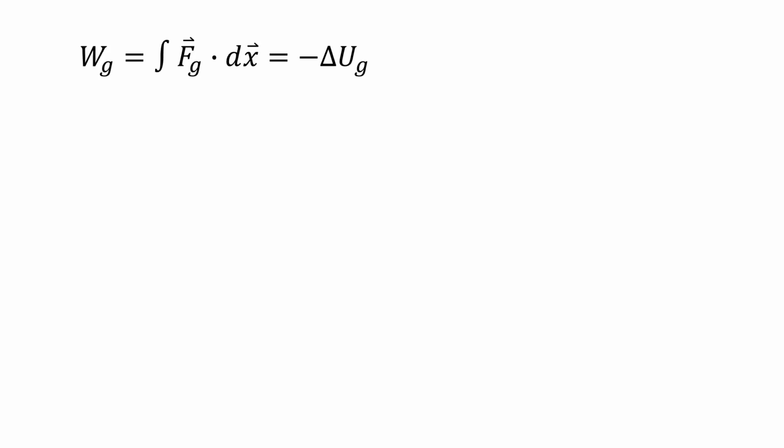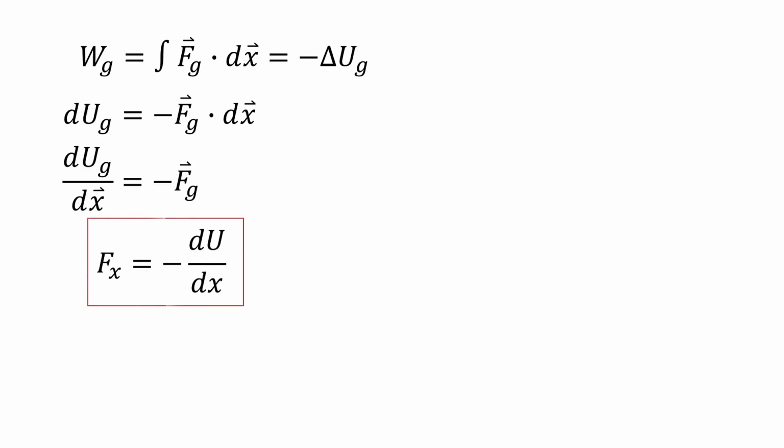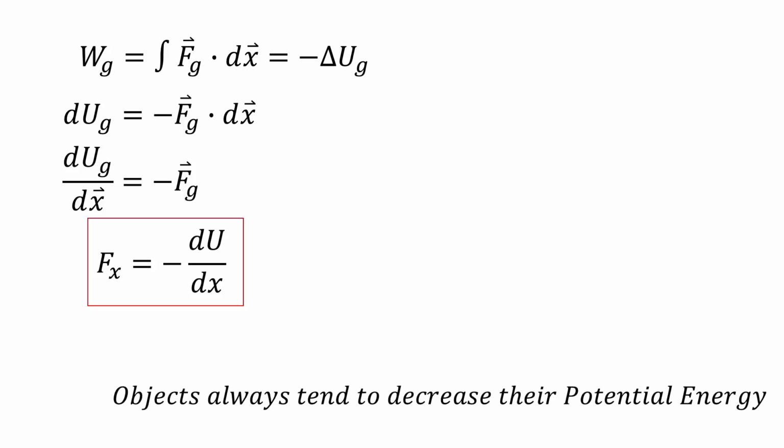I can drop the integral sign to define an infinitesimal change of potential energy as negative F_g dot dx. dU/dx is equal to the negative force of gravity. Generalizing, any conservative force will be equal to the rate of change of an associated potential energy with respect to displacement. The negative sign is consistent with our notion that objects tend to decrease their potential energies. If potential energy changes in space, there will be a force pushing the object toward a lower potential energy.